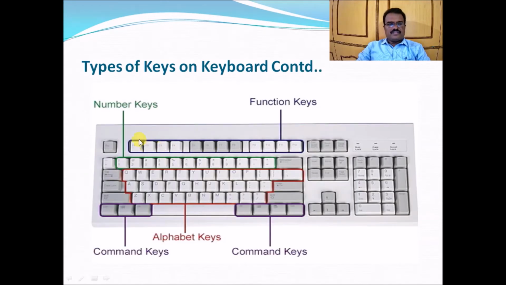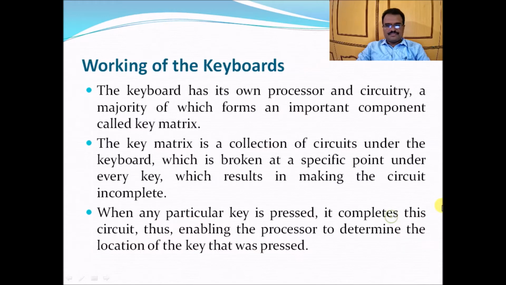So here we can see the keys. These are number keys, 0 to 9, and these are all function keys: F1, F2, F3, and so on up to F12 or F10, based on the keyboard which we are using. And these are all alphabetical keys, and these are command keys. Here also we can see command keys. So this is a typical layout of the keyboard, and these are the types of keys available on the keyboard.